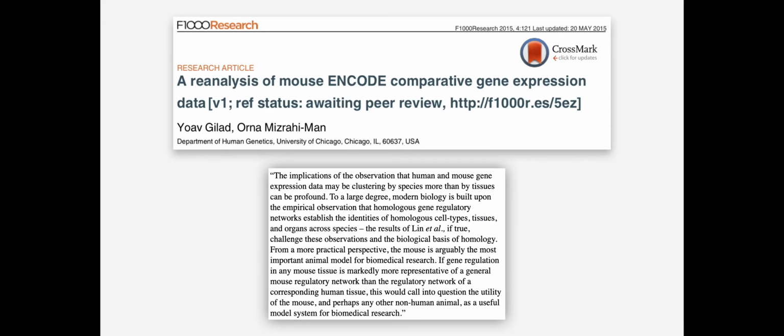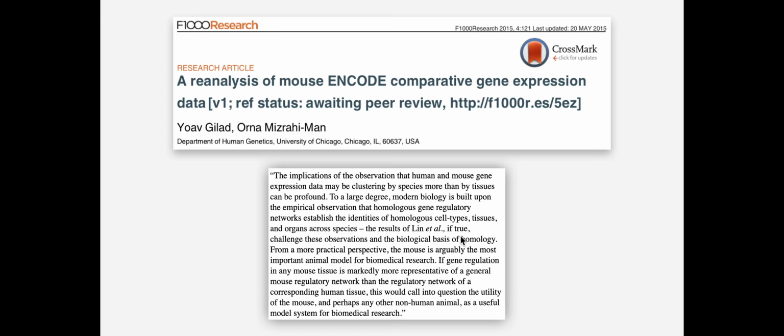And so this caused some concern, and that concern was articulated in a paper on Faculty of 1000 by Yoav Gilad's group. And they say, the implications of this observation that human and mouse gene expression may be clustering by species more than by tissues could be profound. To a large degree, modern biology is built upon this idea of homologous gene regulatory networks driving tissue development and conservation of tissue function, etc.